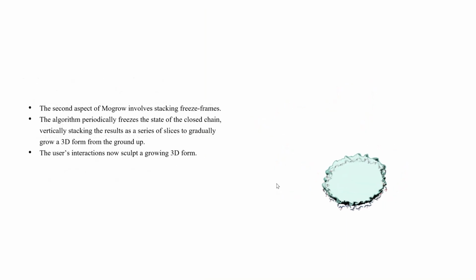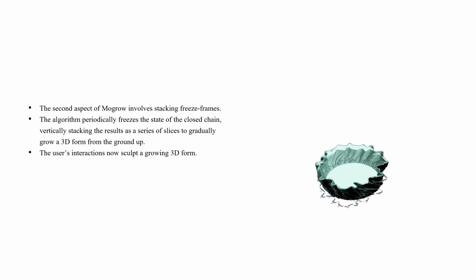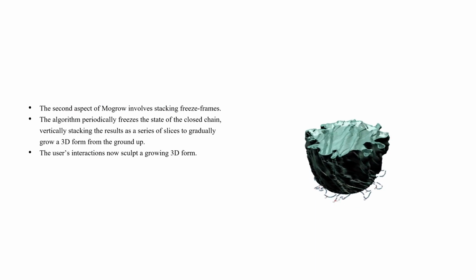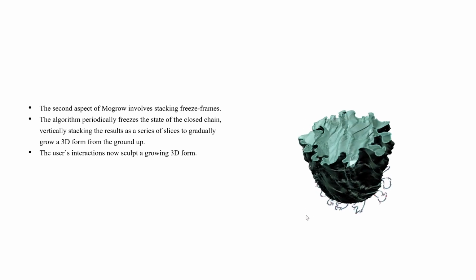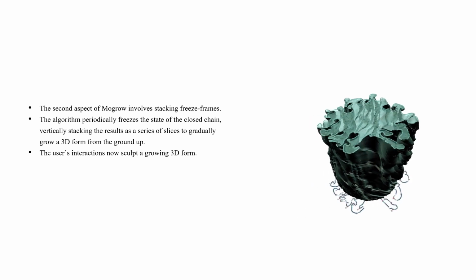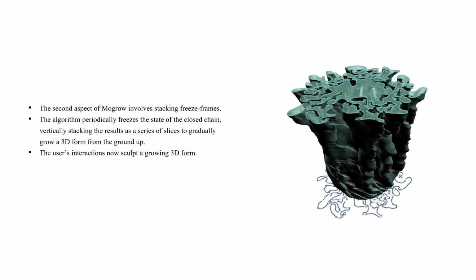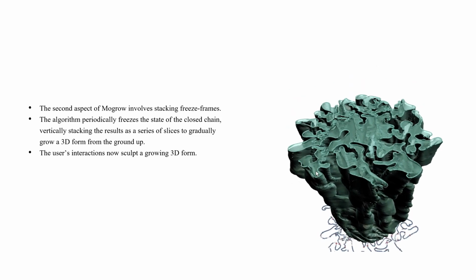The second aspect of MoGrow involves stacking freeze frames. The algorithm periodically freezes the state of the closed chain, vertically stacking the results as a series of slices to gradually grow a 3D form from the ground up. The user's interactions now sculpt a growing 3D form.